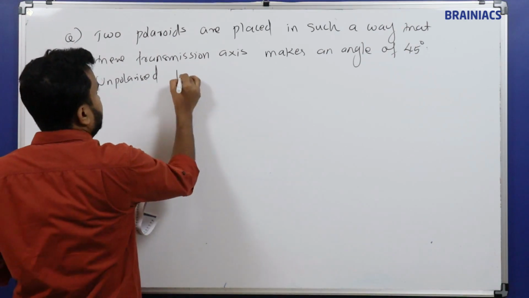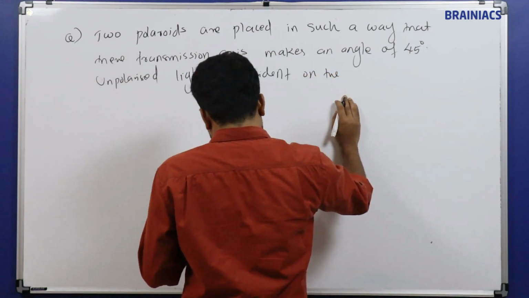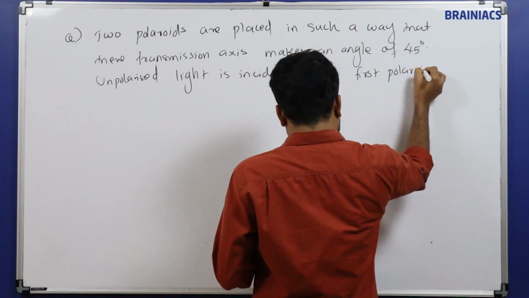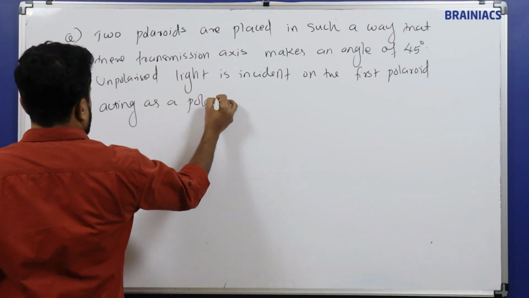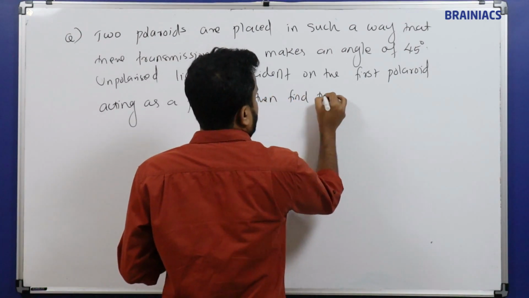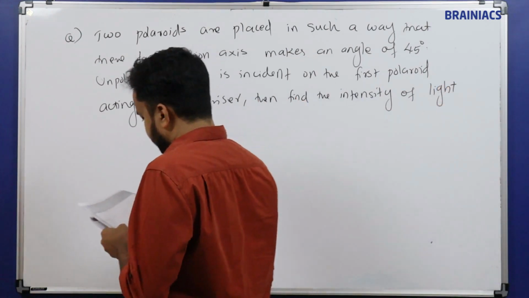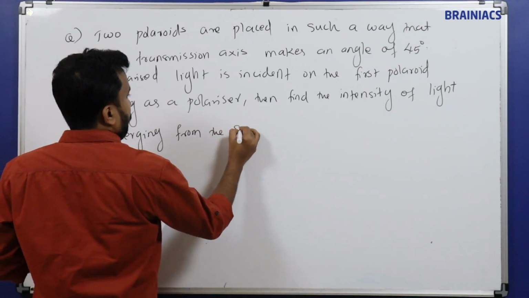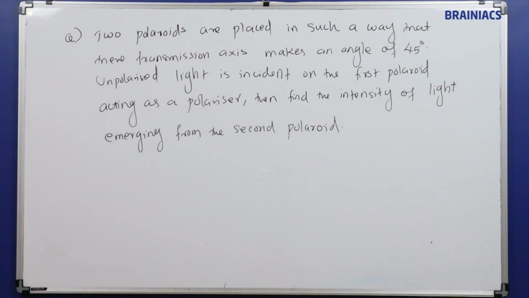Unpolarized light is incident on the first Polaroid, acting as a polarizer. Then find the intensity of light emerging from the second polaroid.